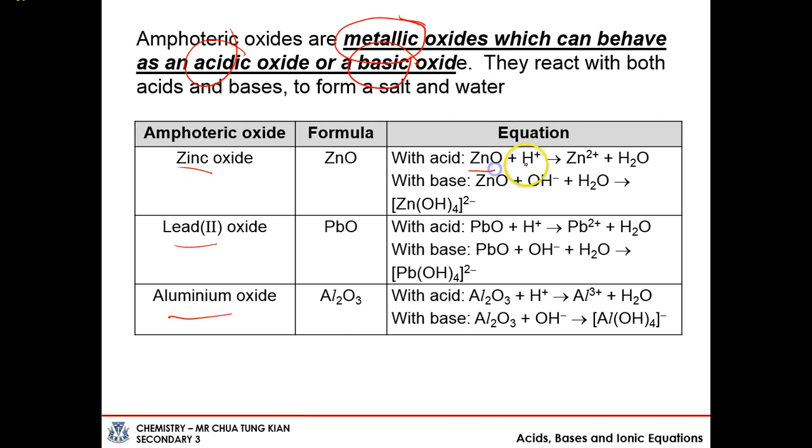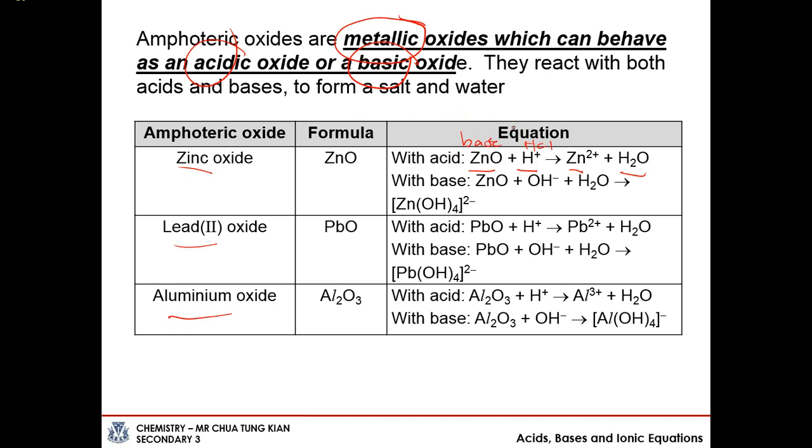So when zinc oxide encounters an acid, it reacts in a neutralization form of reaction to give us the salt and water. So let's say this is HCl, the salt will be ZnCl2. So this is an acid-base reaction. If this is HCl, zinc oxide behaves as a base.